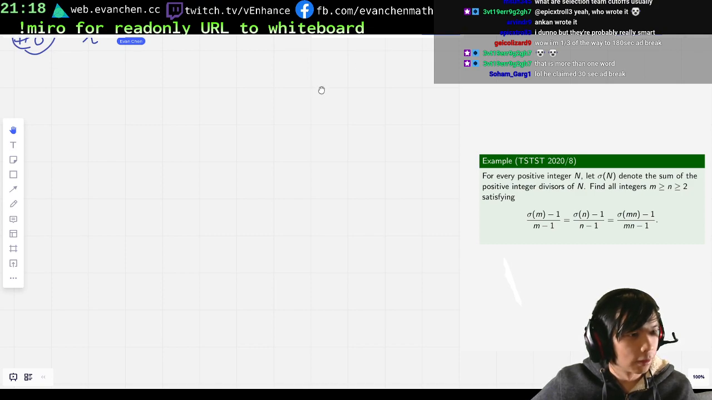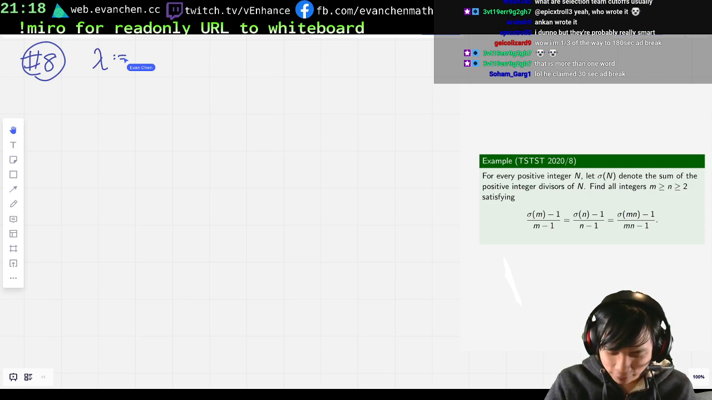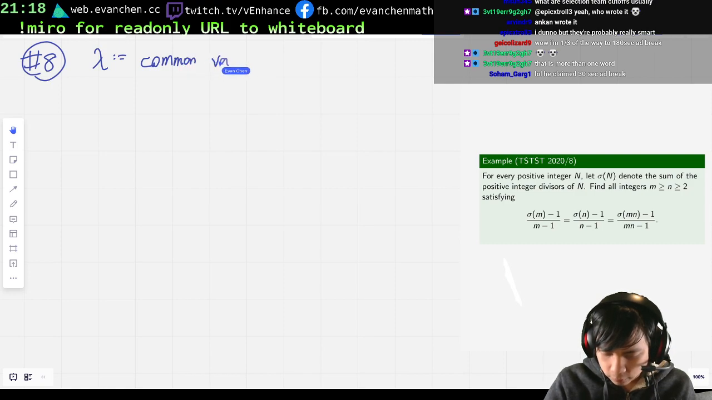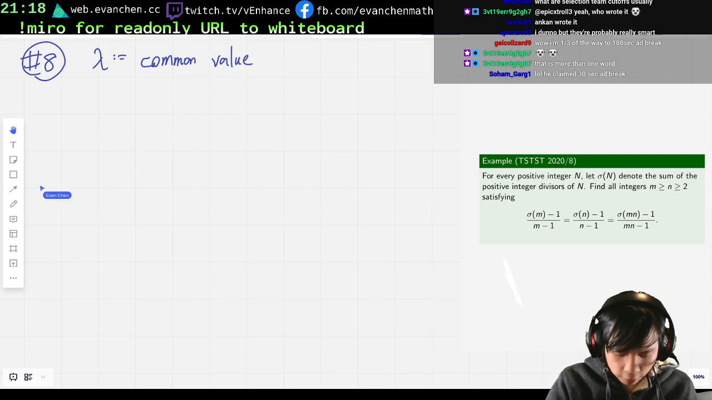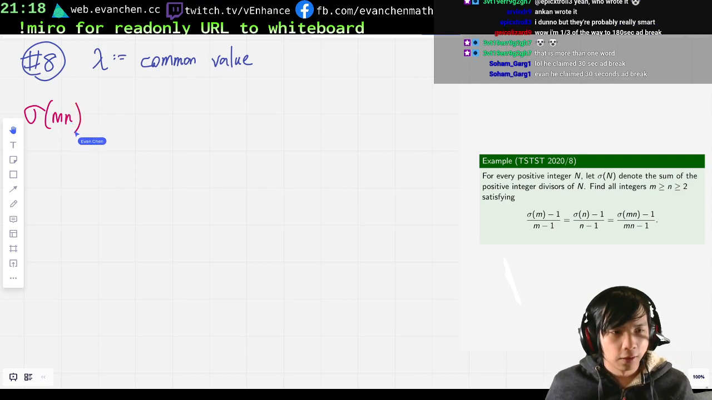Okay. Alright, well if you want to condense it to one word, you can say, right, I don't know. Sorry, size is better. Anyways, let lambda equal the common value. So I'm going to look at the quantity sigma mn and claim that it's usually too large.